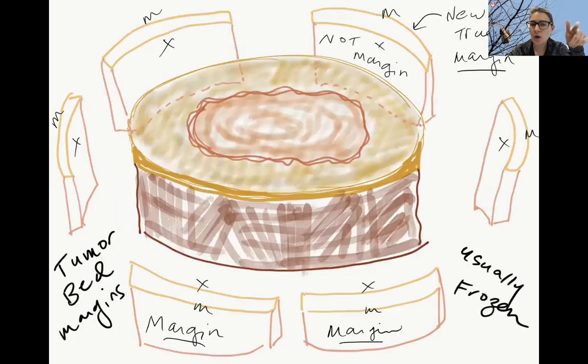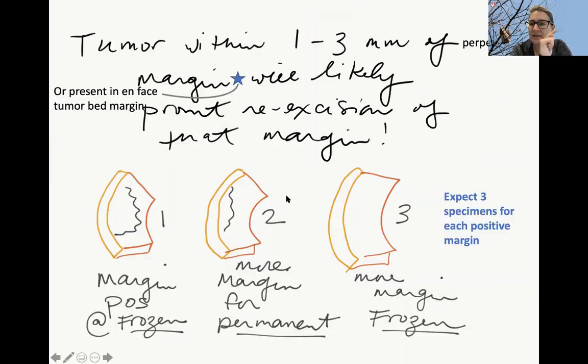So if you think about it, what we are taking from the main specimen are perpendicular margins. There we can give them a distance. What they are sending on the tumor bed margin that we're just embedding is en face. So anything in that section present is positive. Yes? Okay. So depending on distance or positivity, they may re-excise that particular piece of margin, okay?